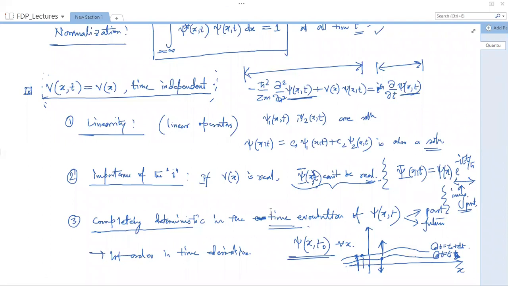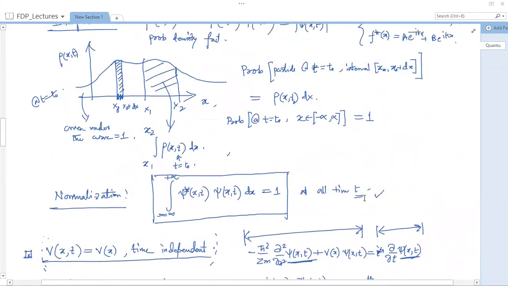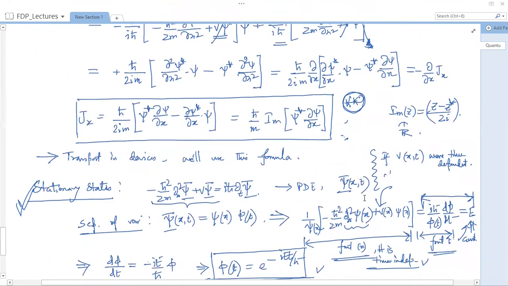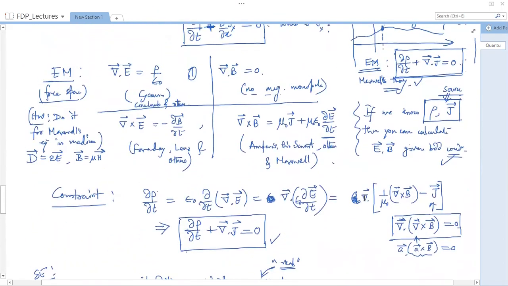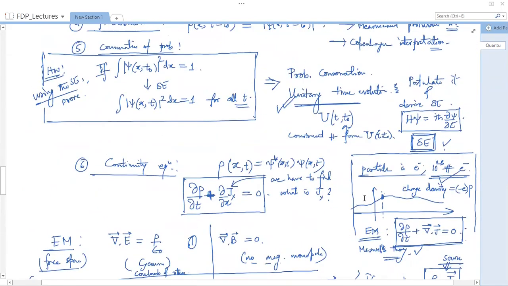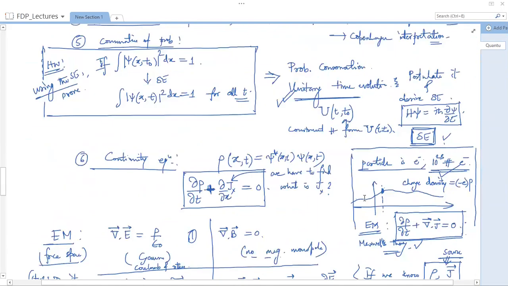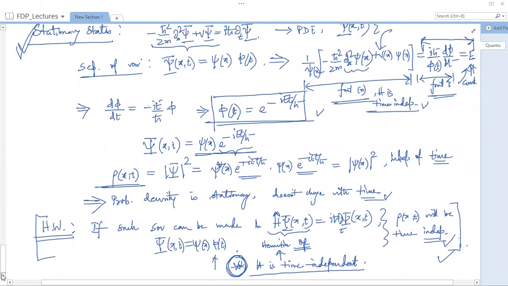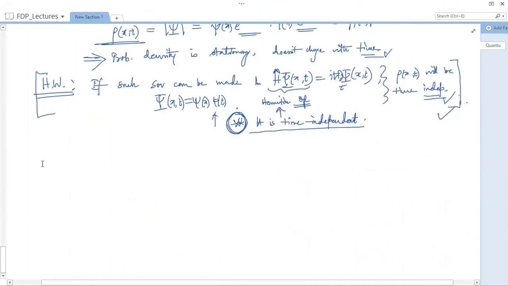Good afternoon, sir. Dr. Ragini Tripathi. I have a very silly, basic question. In many of the books it is written that psi doesn't have any physical significance, and that mod psi squared does have physical significance. Sometimes I get confused why we say that psi doesn't have any physical significance.